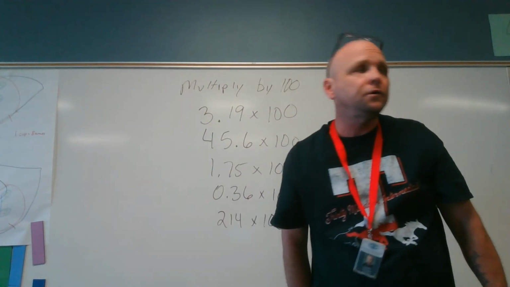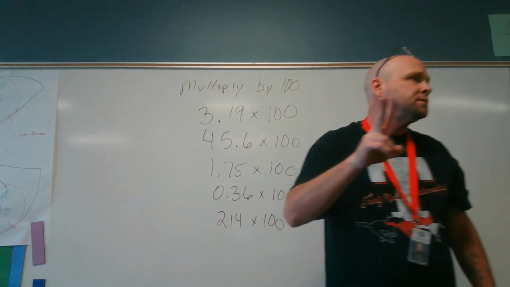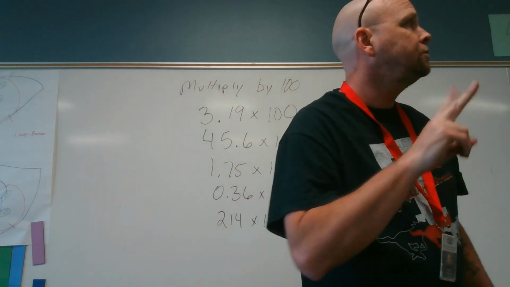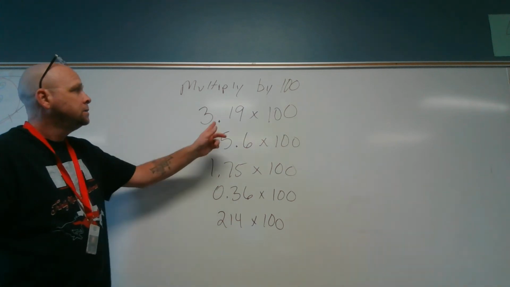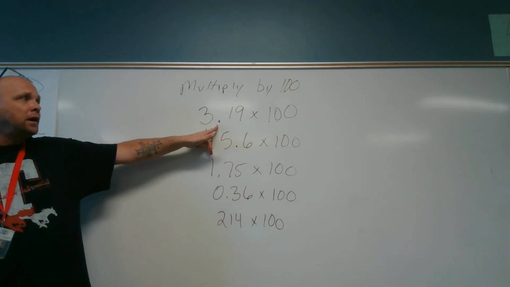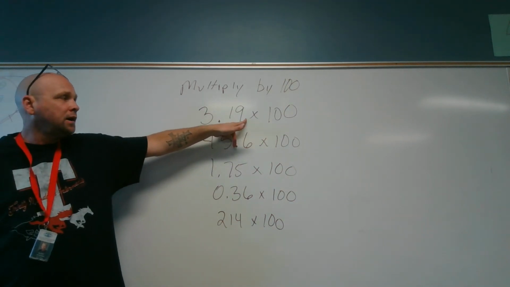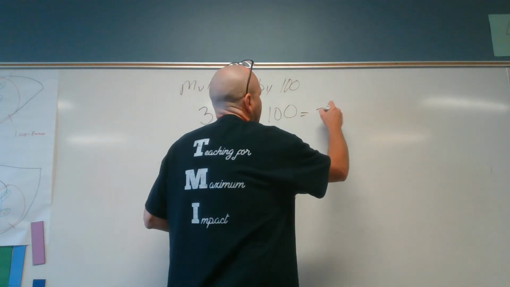And we're back. Hopefully you've completed these 10 problems multiplying by 100. We will go over them quickly because it's really pretty easy mental math. As I said, multiplying by 100, you just move the decimal point 2 places to the right. So here, it's behind the 3. I need to move it once, twice. So this answer becomes 319.